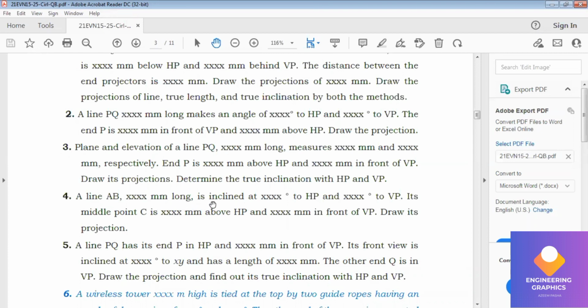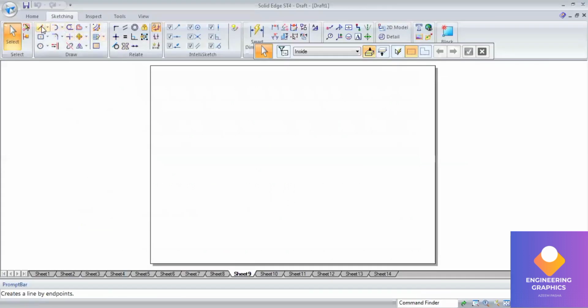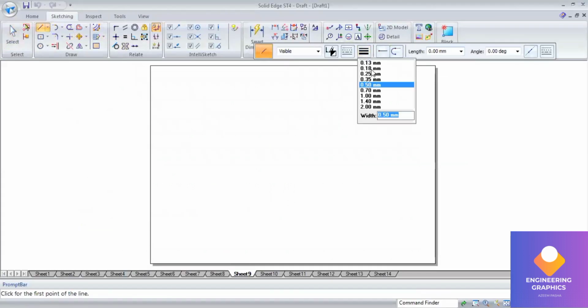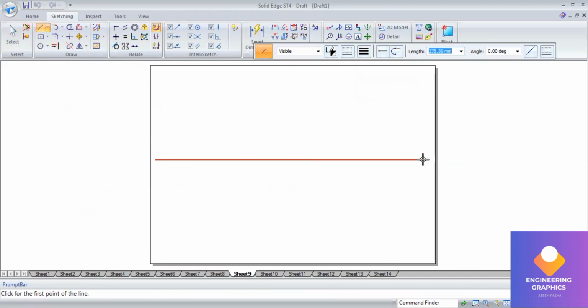First I am going to write that midpoint C. From there I will be considering the length. So in this problem I will consider the true length as 80 mm, angle of inclination to HP 30 degrees and angle of inclination to VP 45 degrees. Draw the XY line by taking thickness 0.25 mm. Mention XY, VP, HP.